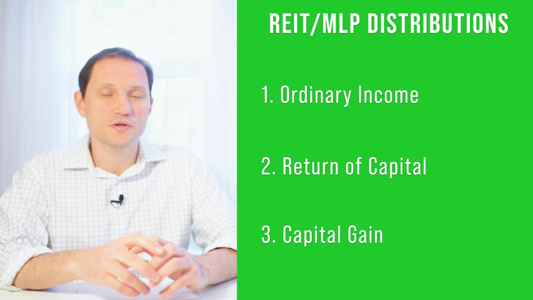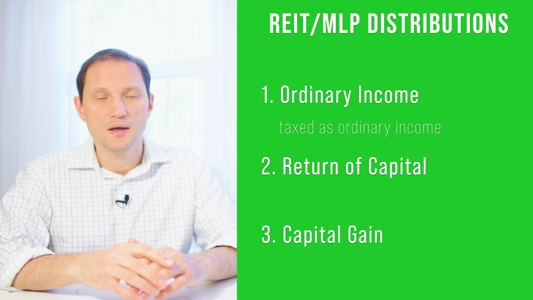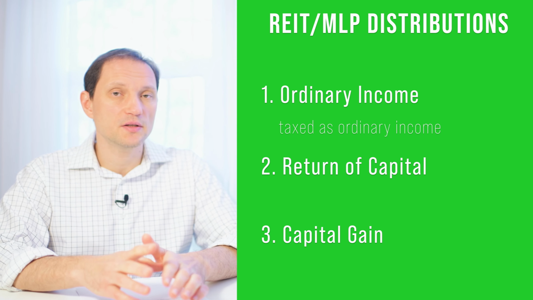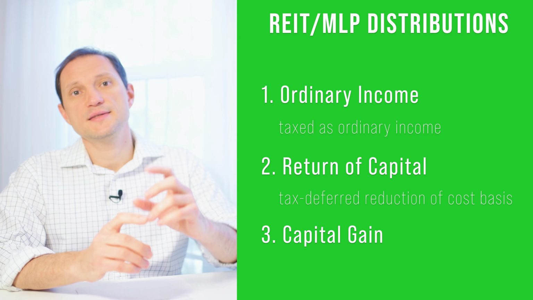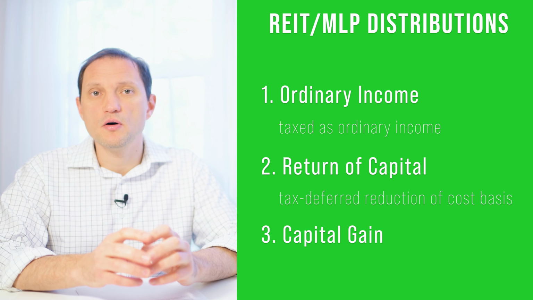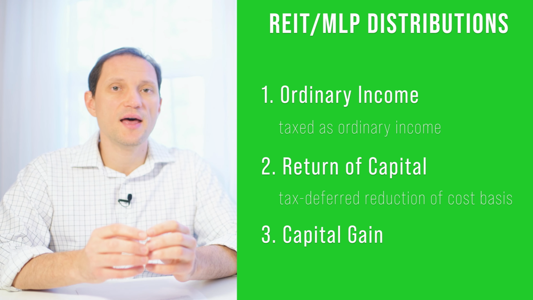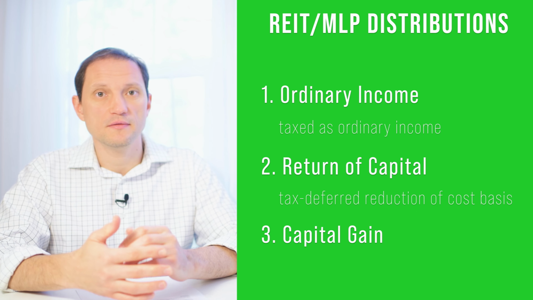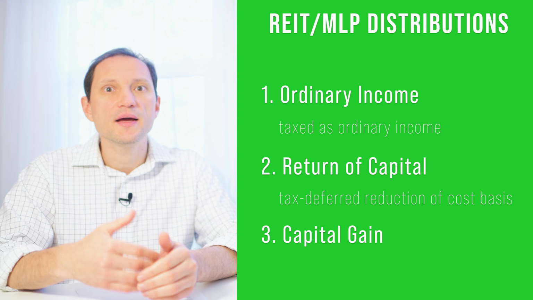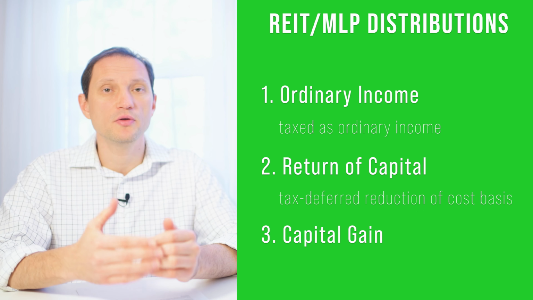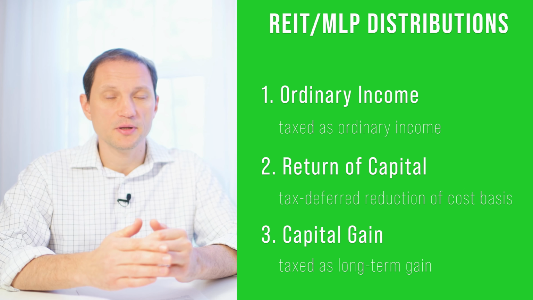Ordinary income distributions from MLPs and REITs are taxed as ordinary income. Conversely, return of capital distributions are not taxed at the time of their payment. Instead, they reduce the cost basis of your investment and are essentially tax deferred. This means that once you sell your investment in a REIT or MLP, you will be calculating and paying capital gains on your investment with a new tax basis that was reduced by any return of capital distributions.